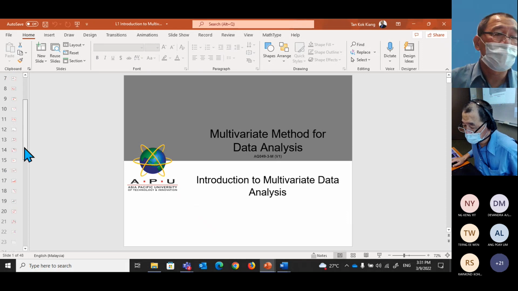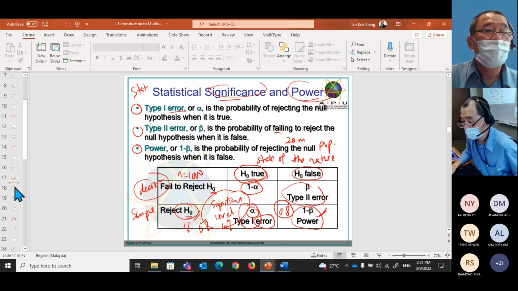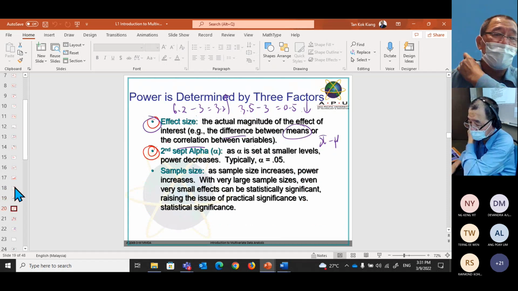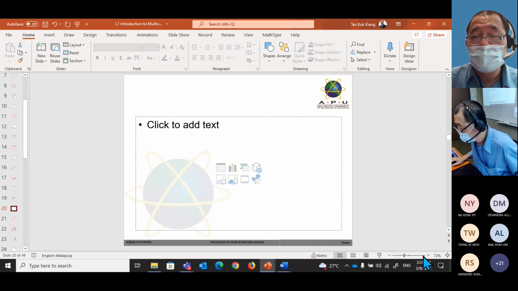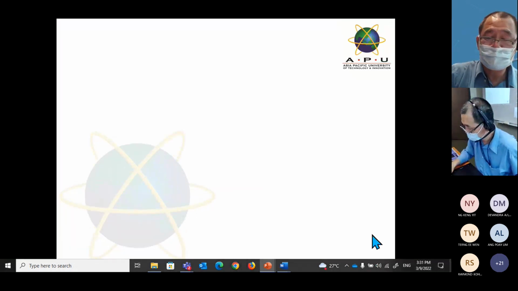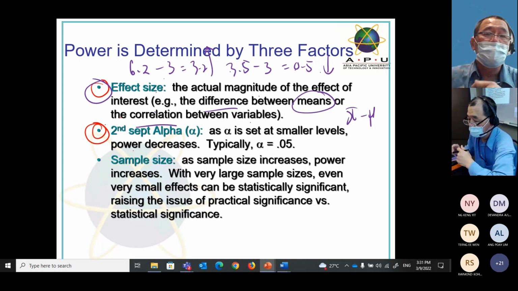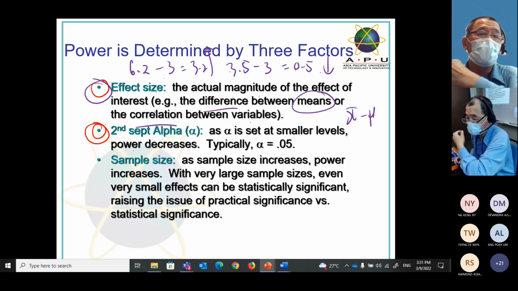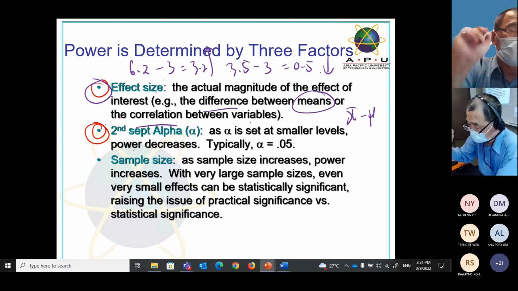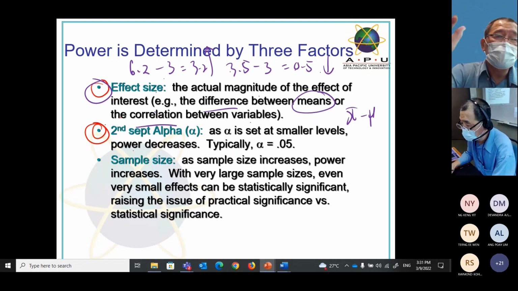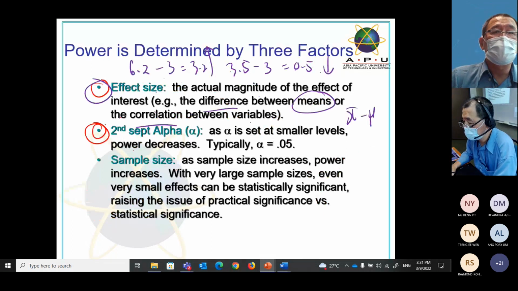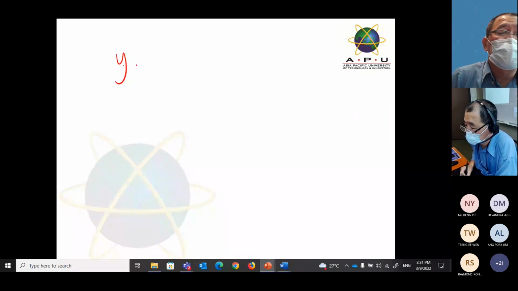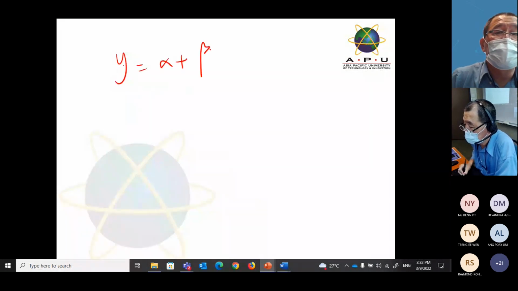We discussed the second factor affecting power already. We see the third one, which is the sample size. Sample size increases, the power increases. Here I can use a different example, which is regression, which we also discussed a bit just now.